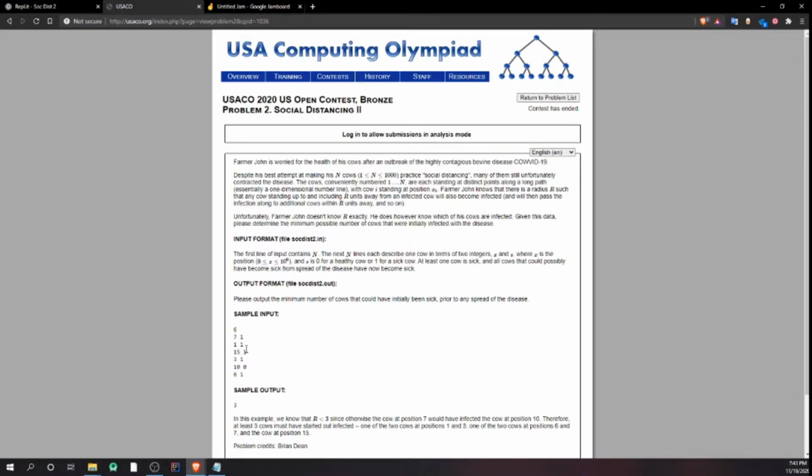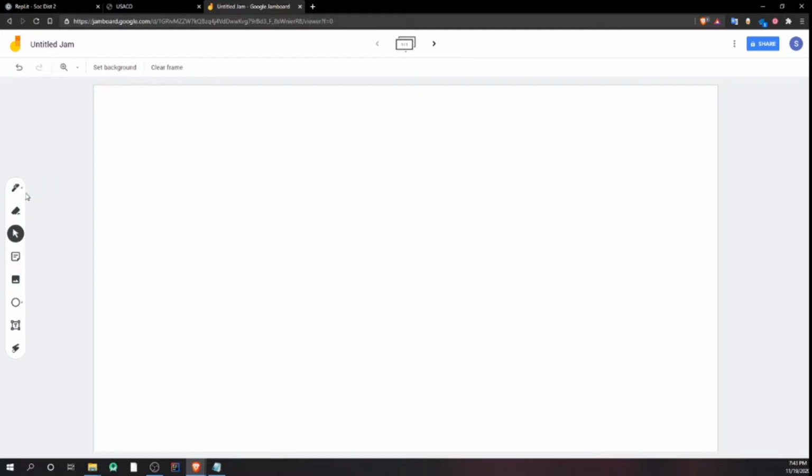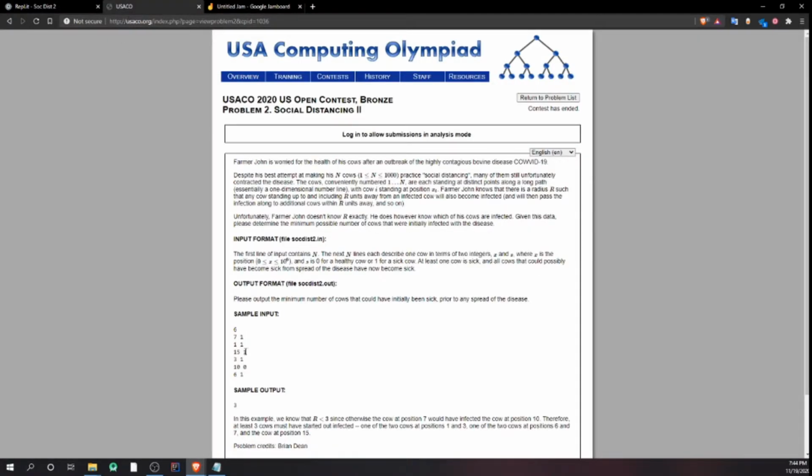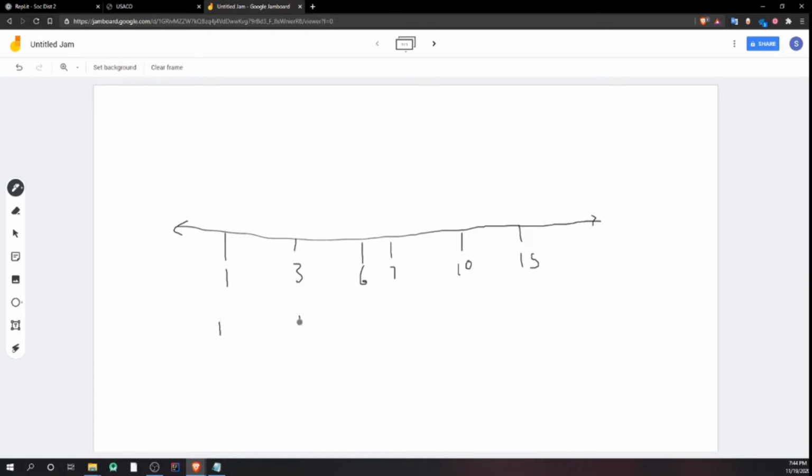The first thing I always recommend is that we put this in order. So we see 1, 3, 6, 7, 10, 15. If we put this in order and make a number line, it's not exactly straight, but: 1, 3, 6, 7, 10, and 15. Then we should check which ones are infected, and it seems like the only cow that's not infected is the one at 10, so I'll put a 1 on all the ones that are infected.